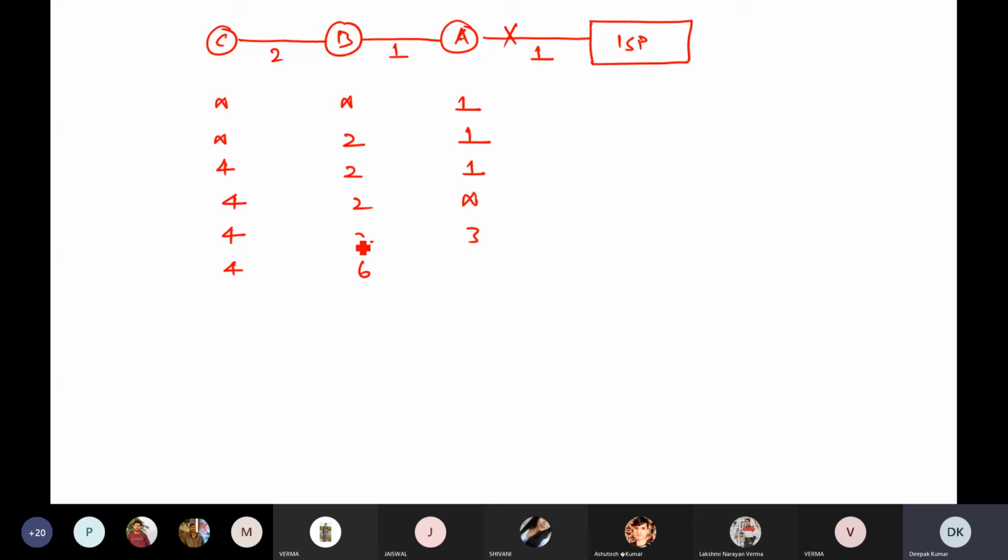Now further, this 6 is shared here by A. This 6 is shared from B to A. B will say, I will give you a path to reach ISP with a cost of 6. Now it will see that between B to A the cost is 1, and from 6 units it can go to ISP, so it will update as 7 this way.